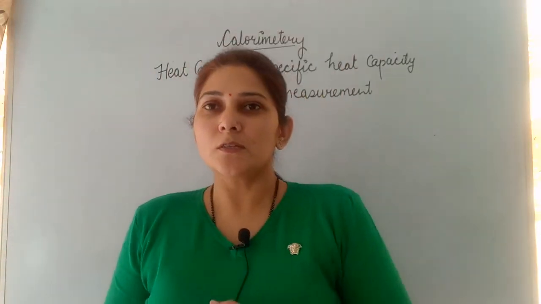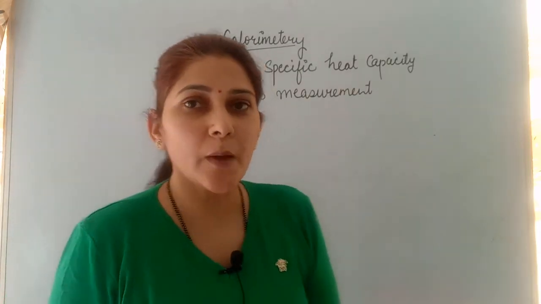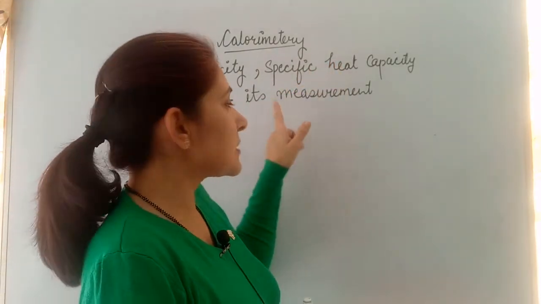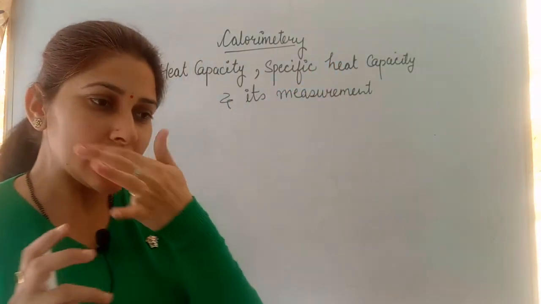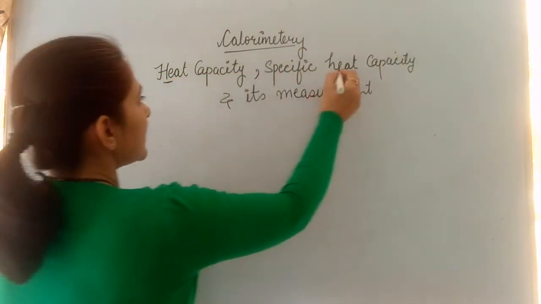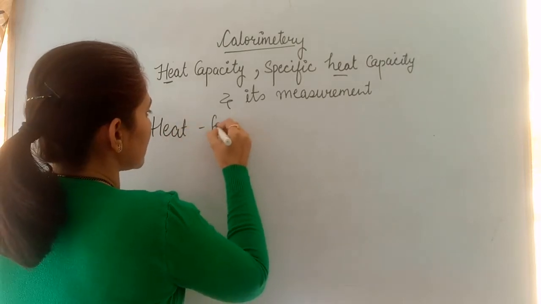Good morning students. Today we are going to start with a new chapter, that is calorimetry, and in this chapter we are going to study basically about heat capacity, specific heat capacity and its measurement. So let us start with the common term which is used over here, that is heat. What is heat? As you people are aware, heat is a form of energy.